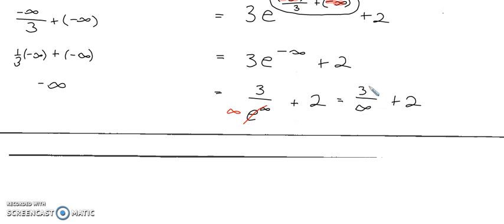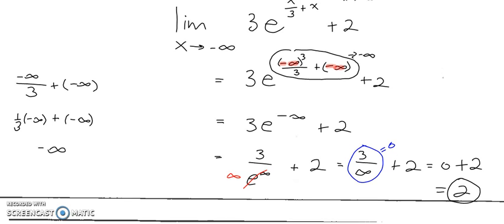In a fraction like this, when the denominator is getting bigger, this thing is getting closer and closer to 0. So 3 over infinity is just 0, and we have 0 plus 2, which is just 2. That's your answer.